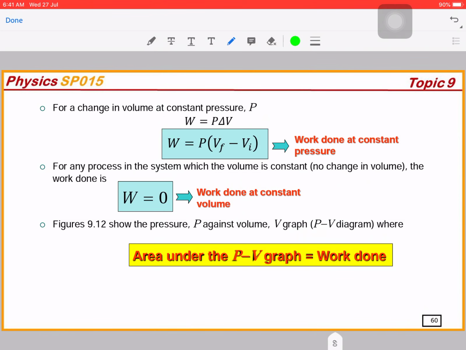So for a change in volume at constant pressure, we will have W is equal to P delta V, which also means W is equal to P times V final minus V initial. So work done at constant pressure. For a process in the system in which the volume is constant, okay, no change in volume, the work done is 0. Okay, right. So figure 9.12 shows the pressure P against volume V graph ataupun kita panggil PV diagram, where area under the PV graph equals to work done.